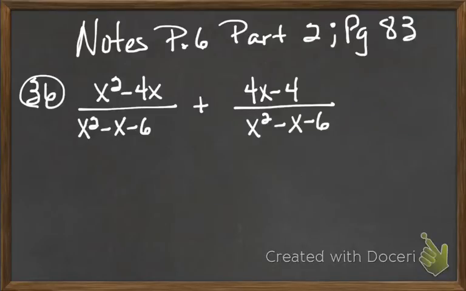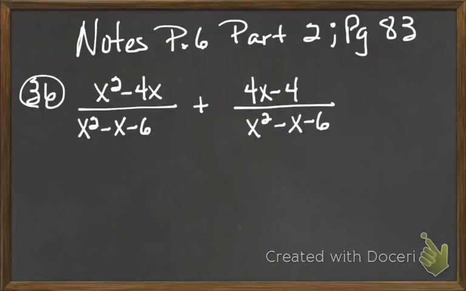So the first set of directions are going to ask you to add or subtract, and they're going to ask you to list your excluded values. So if we kind of go back to the 4th or 5th grade, we learned that we could not add or subtract fractions unless we had a common denominator.